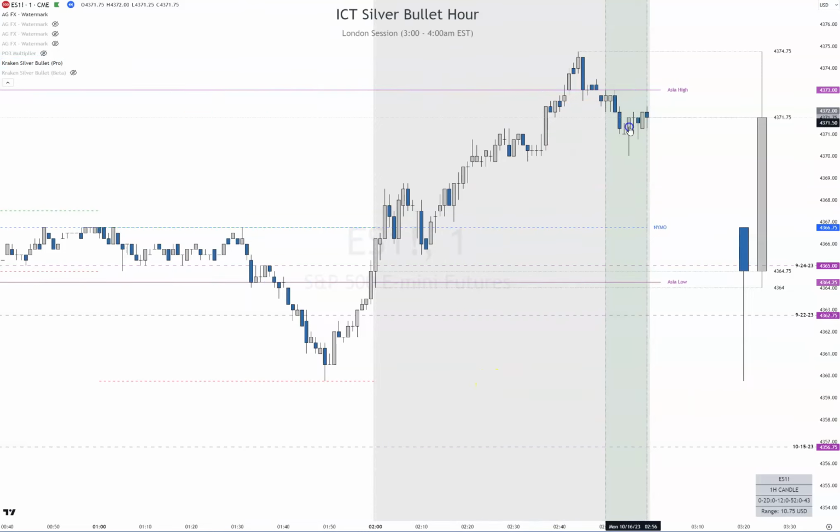Okay, so now we have this in here. Our macro just started, which is highlighted in green. Okay, and we just took out the Asia high, right?